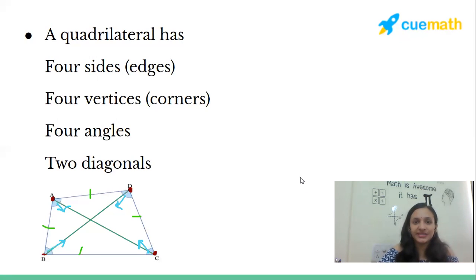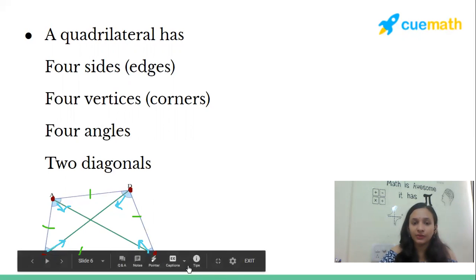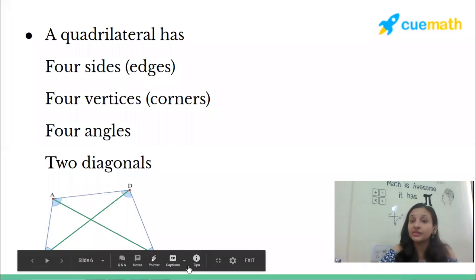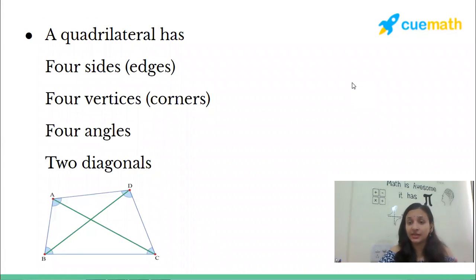I hope this is very clear to all of you, what exactly a quadrilateral is and what the basic parameters are that it has: four sides, four vertices, four angles, and then two diagonals.